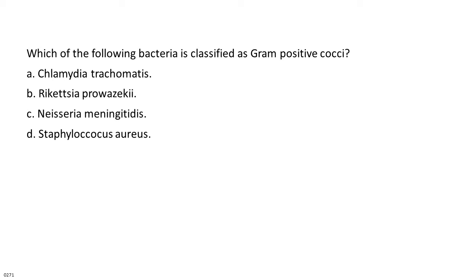Which of the following bacteria is classified as gram-positive cocci? A. Chlamydia trachomatis. B. Rickettsia rickettsii. C. Neisseria meningitidis. D. Staphylococcus aureus.